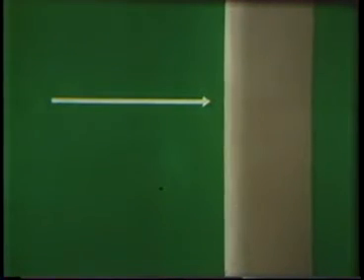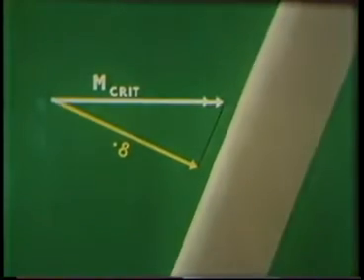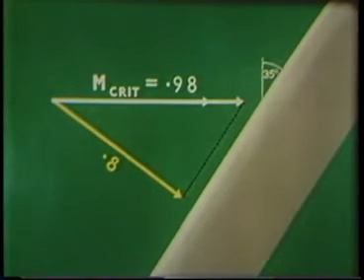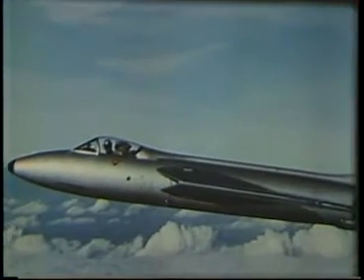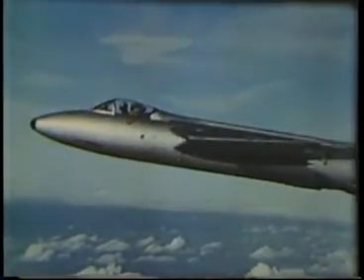For instance, suppose the straight wing has a critical Mach number of 0.8. By sweeping the wing back to 35 degrees, the M crit is raised to 0.98. But this is only the theoretical result for an infinitely long wing. In practice, the critical Mach number would only be raised to about 0.9.